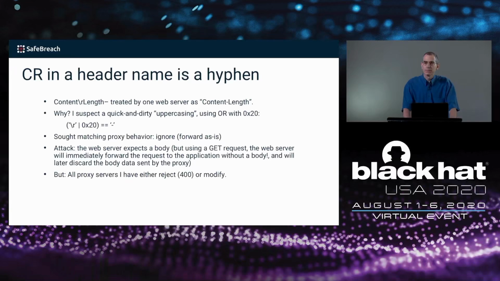And the attack in this case would be having a web server expect a body, and using a GET request, the web server will immediately forward the request to the application without a body. On the other hand, the matching proxy will treat it as a zero length body, and the web server expects a body of a certain length, and therefore web cache poisoning ensues. Unfortunately for me, as an attacker, all proxy servers I have either rejected with a 400 response or modified the request.